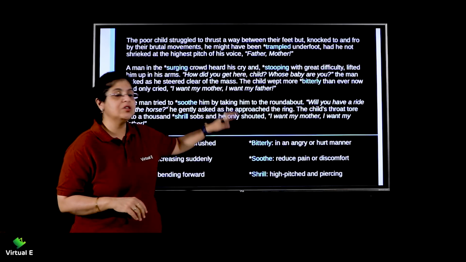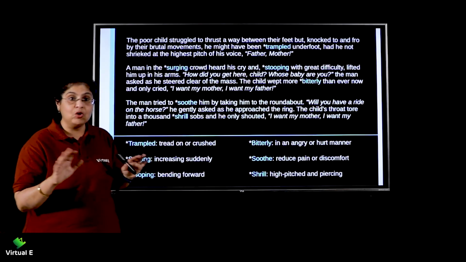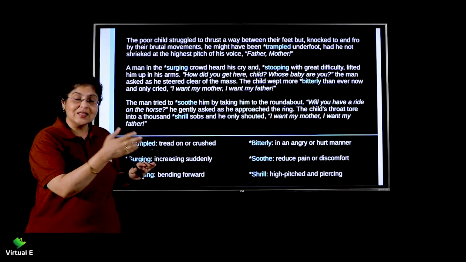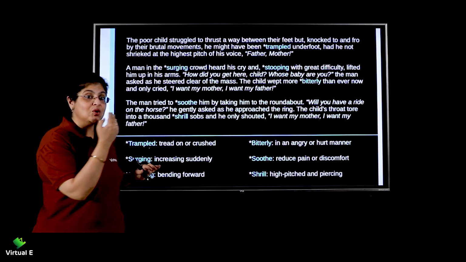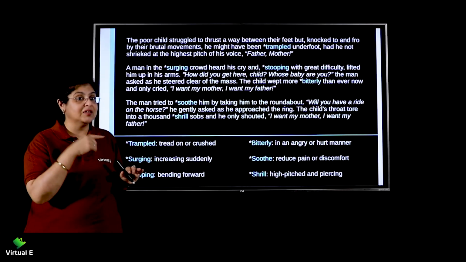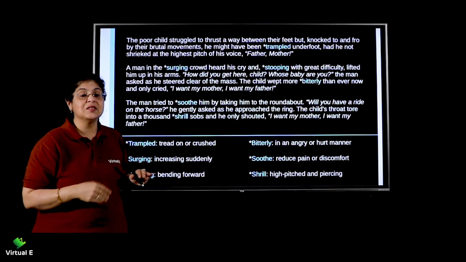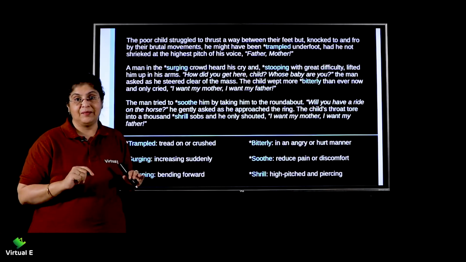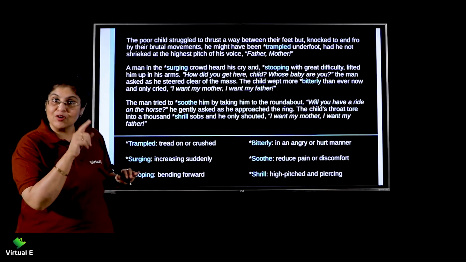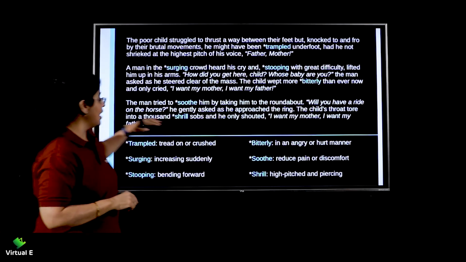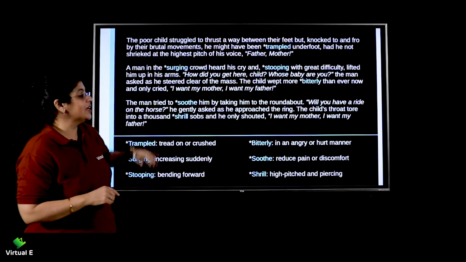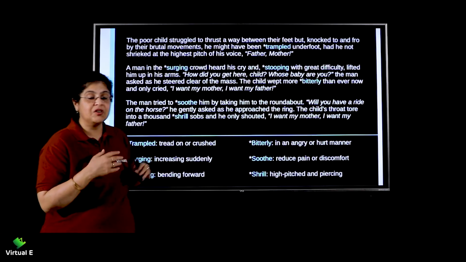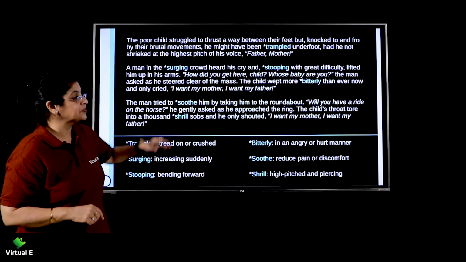By taking him to the roundabout, he says, okay, now look, you want to go on this? See this. So again, another wise person like the mother started distracting his mind from crying. So he said, oh, this is the roundabout. You want to go on this? Will you have a ride on the horse? He gently asked as he approached the swing.